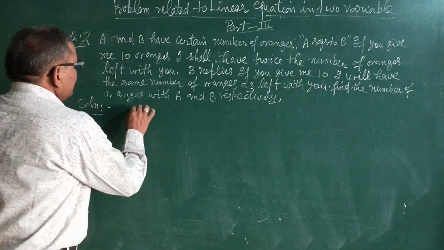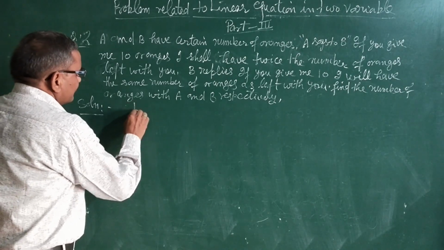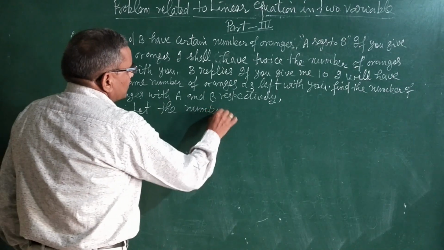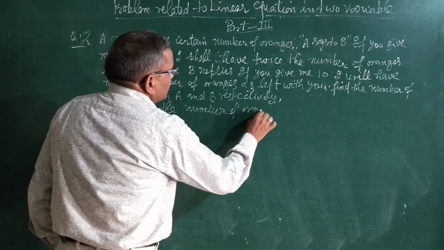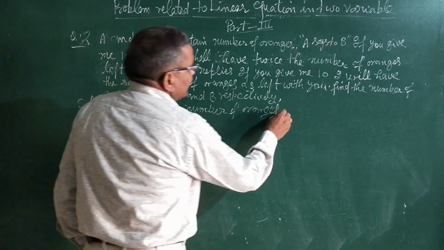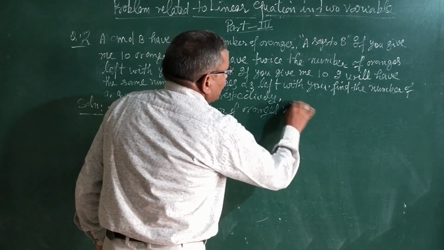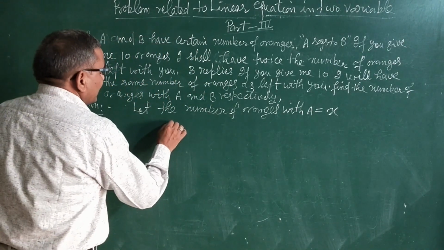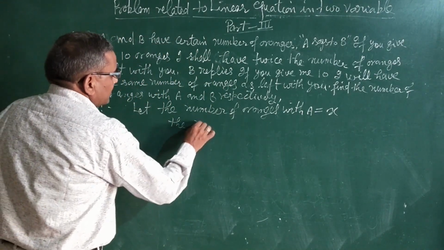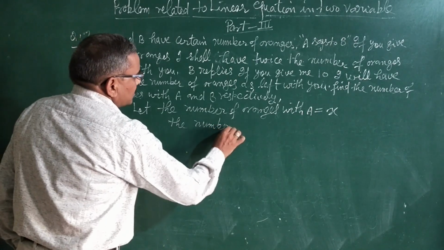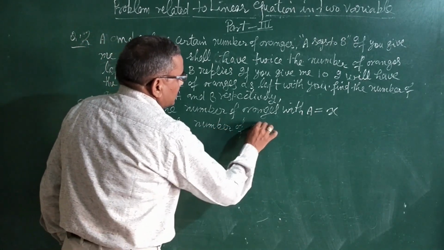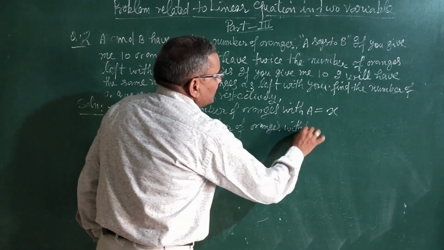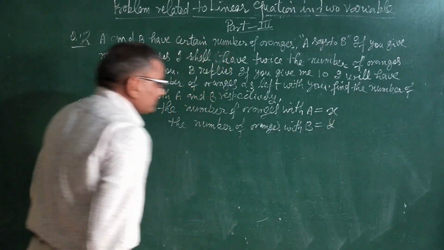Let the number of oranges with A be x and the number of oranges with B be y.